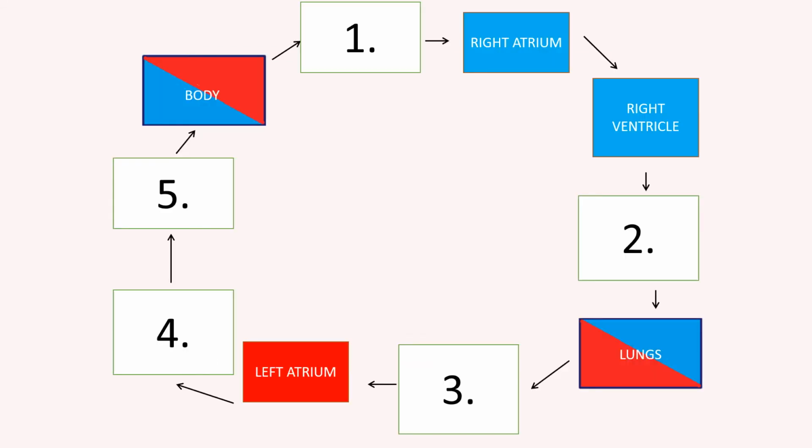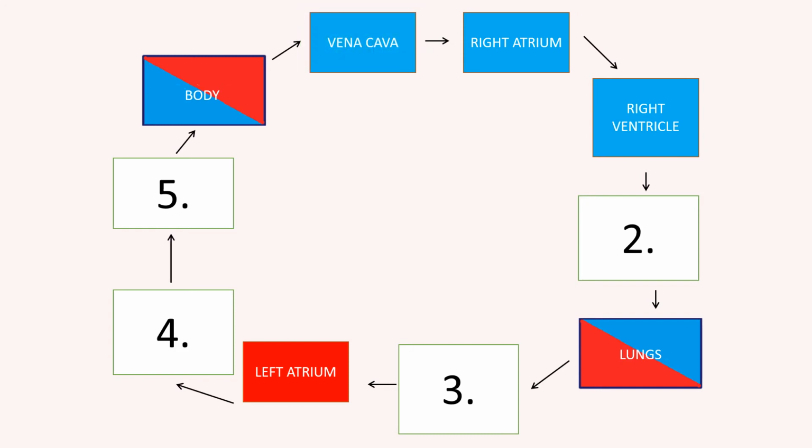For this next activity, you need to work out what all of the numbers represent. So pause the video and try to write down what each number would be before I go over the answers. So the answer would be that 1 would be the thing that brings the blood from the body to the right atrium, which would be your vena cava.